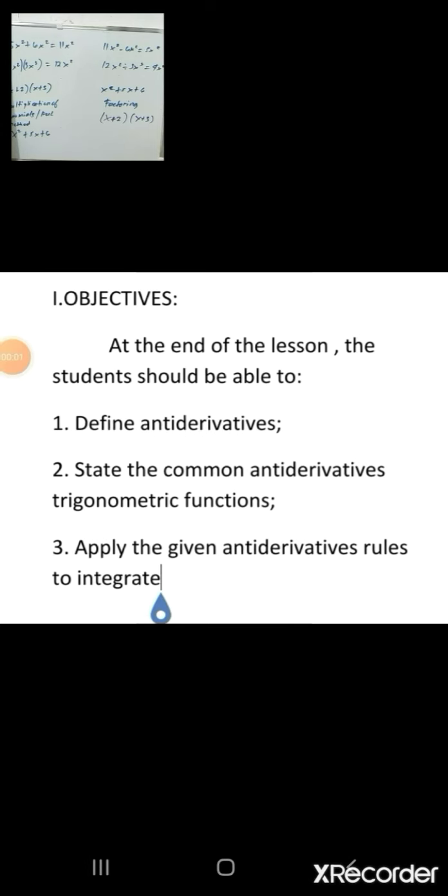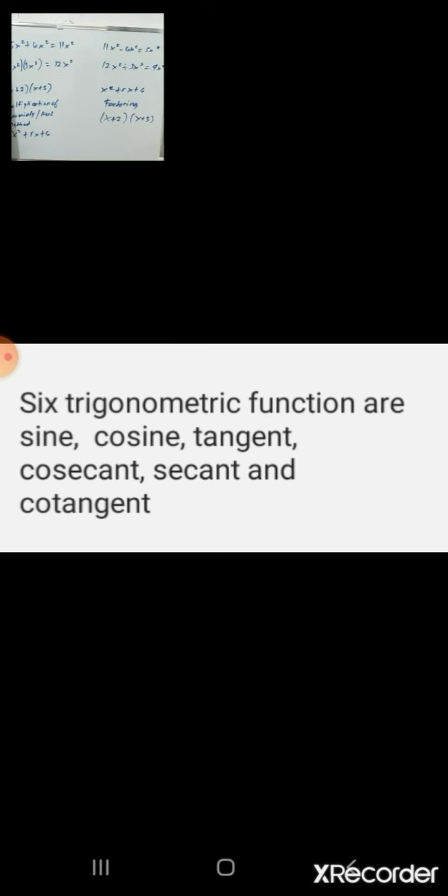Who can name the 6 trigonometric functions? The 6 trigonometric functions are the sine, cosine, tangent, cosecant, secant, and cotangent. Very good. Now let us recall the derivative rules before we proceed to the antiderivative rules. We have the derivative rules here. Let's recite them.